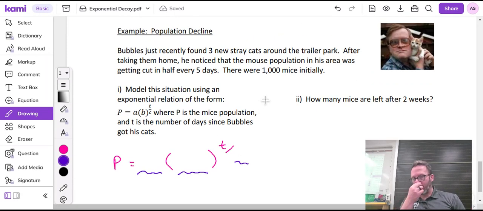Maybe we'll get somebody who hasn't helped out yet today to give us their equation. People who are watching at home, maybe pause the video and try to create the model on your own. All right. Anyone think they got the model here? Mackenzie, what do you think?